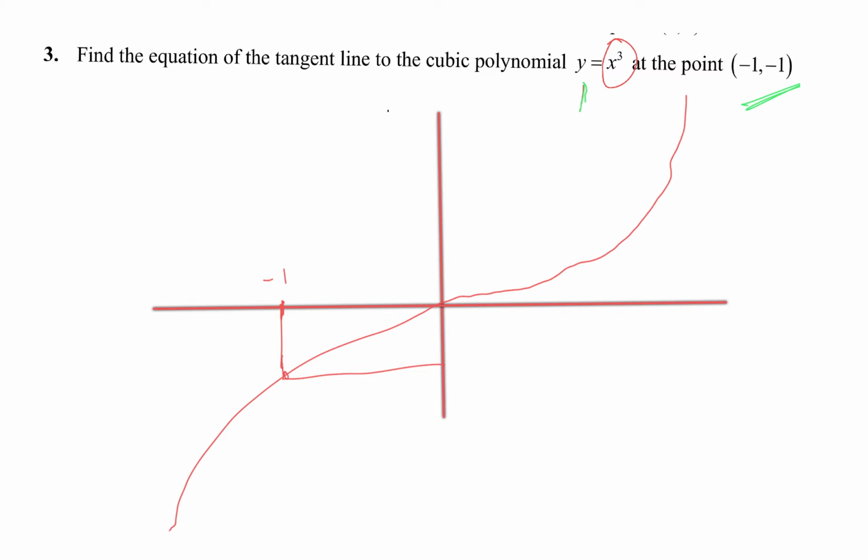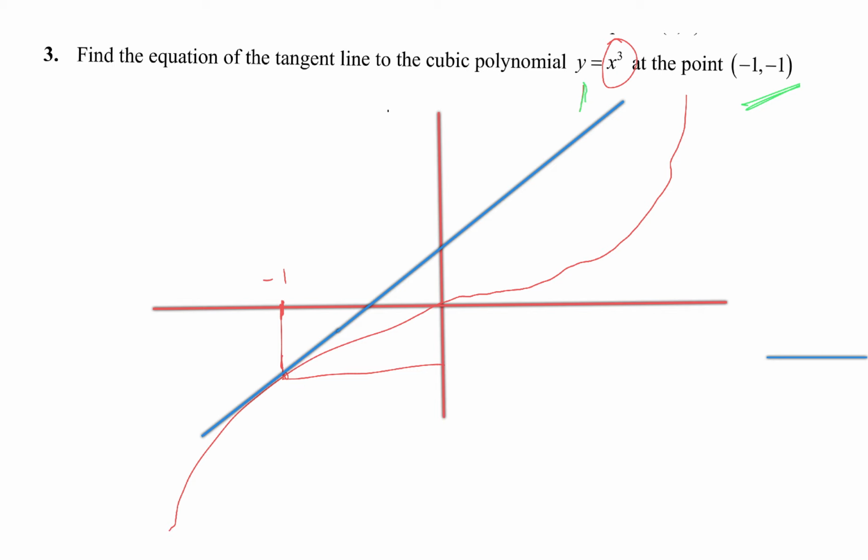So this is the point, and the tangent line that the problem is asking about is this one. I want to find the equation of this line. This line will go up, and will cross the x-axis and the y-axis. So this line is a good approximation of the function near the point (-1, -1).